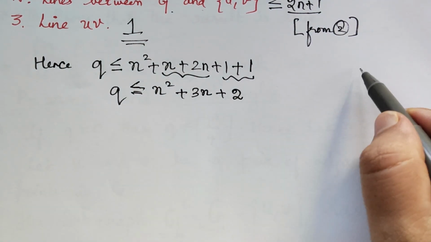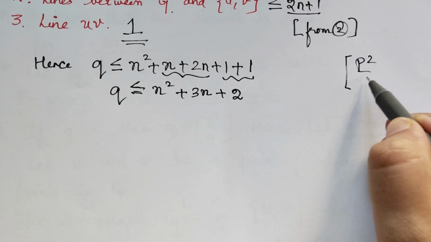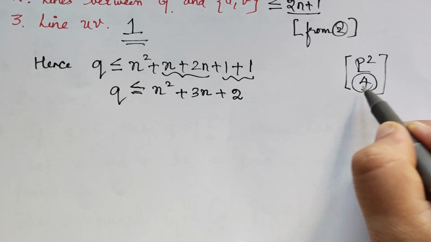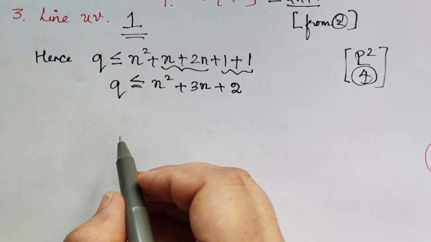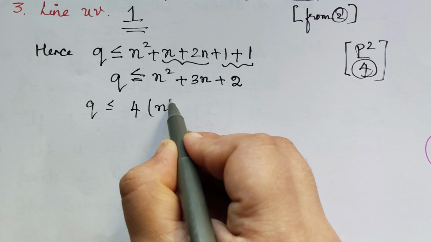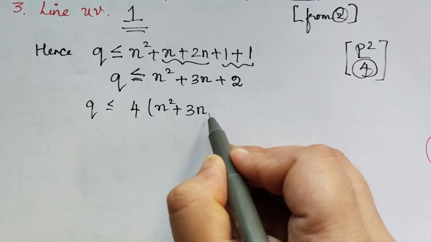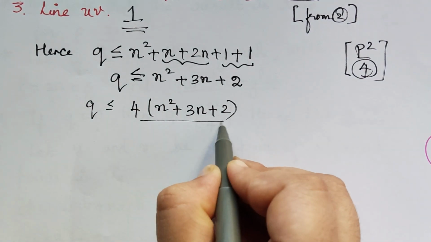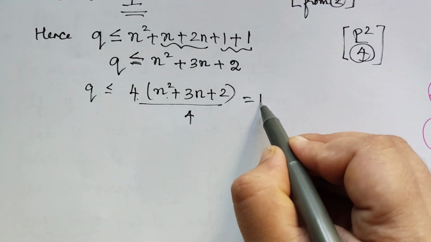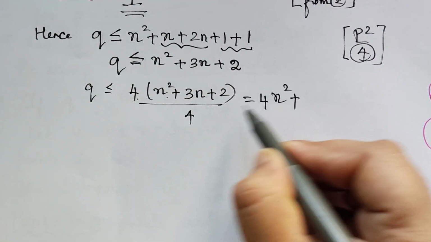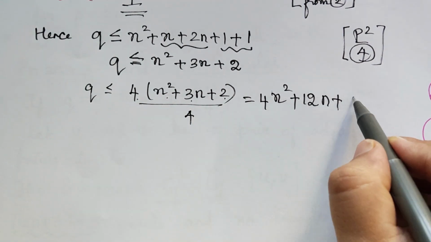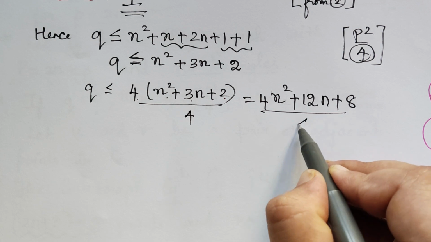Now we want to bring it in the form of p square by 4. In this form we want to bring it. In order to do that, we will multiply and divide this by 4. So Q will be lesser than or equal to, if we multiply by 4, it will be 4 into n square plus 3n plus 2 divided by 4, which is equal to 4 multiplied with n square is 4n square, 4 3 times is 12, so plus 12n, plus 4 2 times is 8, divided by 4.